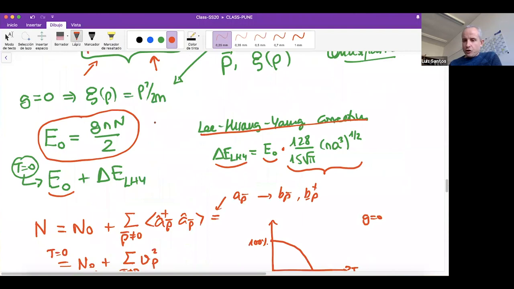And there are also other cases in which, for example, because you have the competition of two different interactions in the problem, the mean field energy is small, and the Lee-Huang-Yang energy may be relevant even for a weakly interacting system. This is actually something which has been investigated very recently and gives two very interesting effects. So this Lee-Huang-Yang correction is not always negligible, and in some cases can play a very important role.